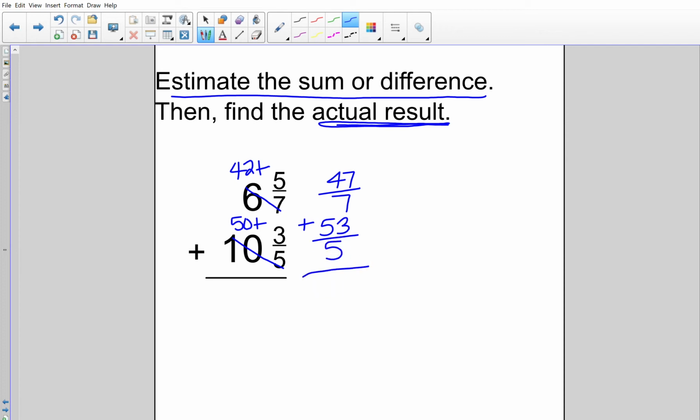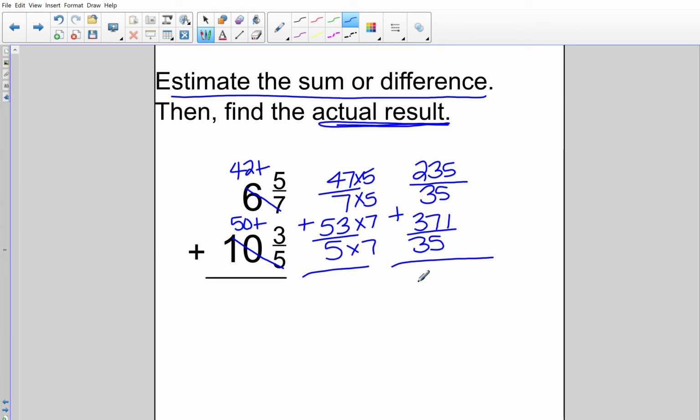Okay, so now I would need a common denominator, and I feel like my best common denominator would be 35. So I'll multiply 5 by 7 and 53 times 7. You can see these numbers are getting really big. Calculators are awesome. Okay, 7 times 5, 47 times 5. So we've got 235. So now I can add my numerators and keep my denominator. So this gives me 606 over 35.